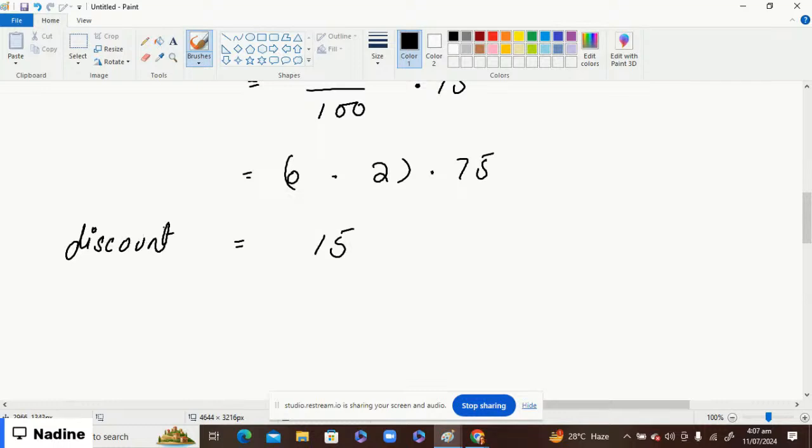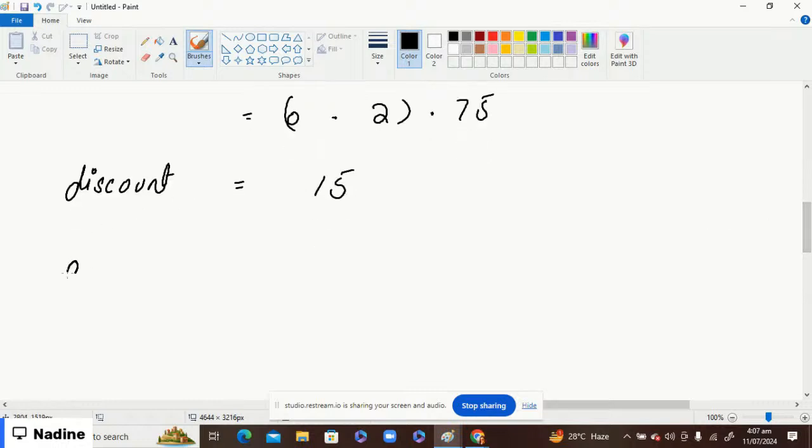Now we are going to find out the sale price. Okay, so what is the sale price? How do we find it out? There is a formula to find the sale price. You are going to subtract the discount from the original price.